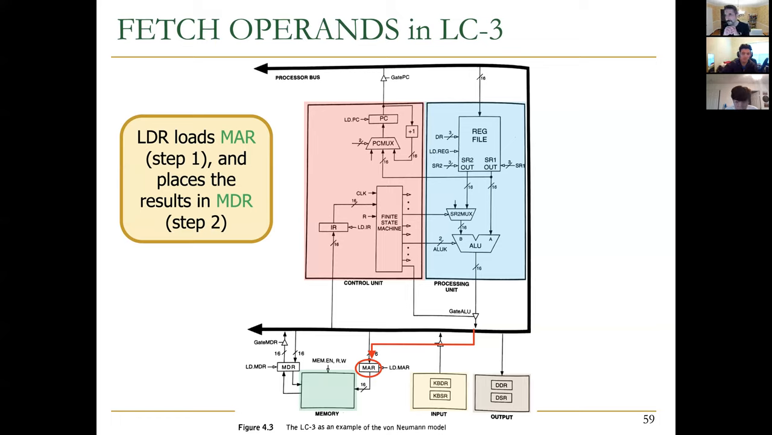Yes, go ahead. So is the MAR kind of like a pointer for the MDR? Is that the way you could think about it? Because it has the address and it's referring to the data in the MDR. Yeah, exactly. So you can interpret it that way. MAR is a pointer to memory, and MDR is a register that maintains the content of the memory. So one is the address, one is the content.